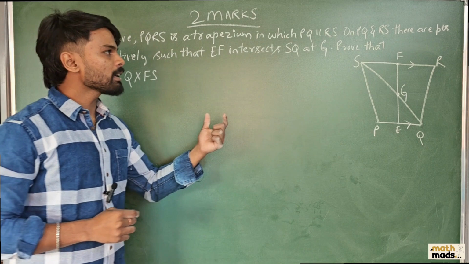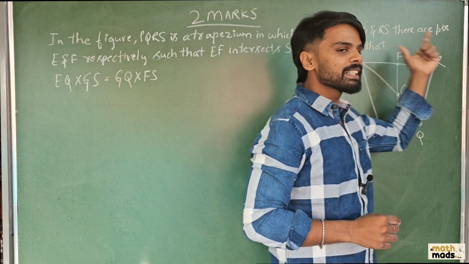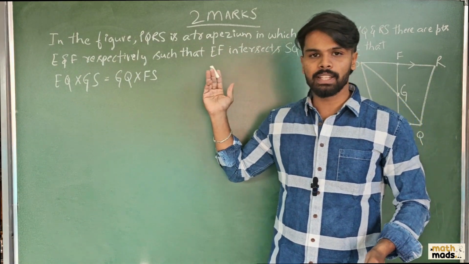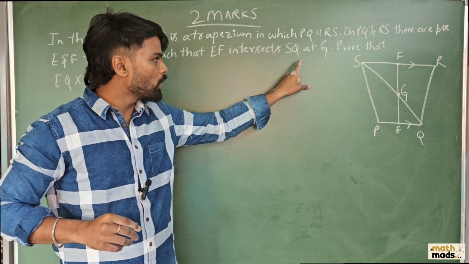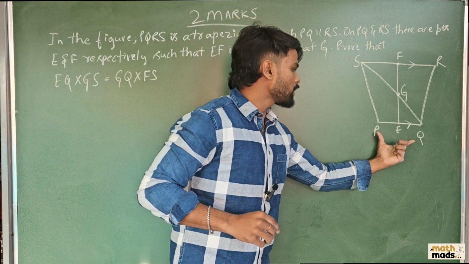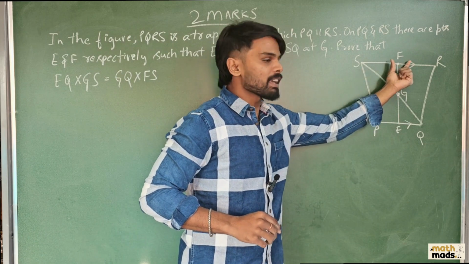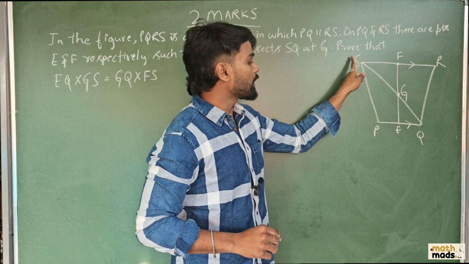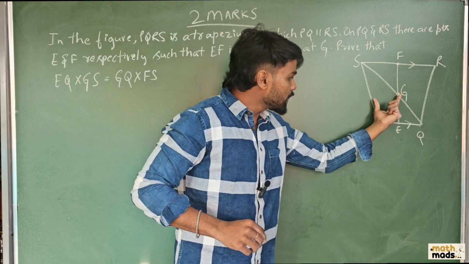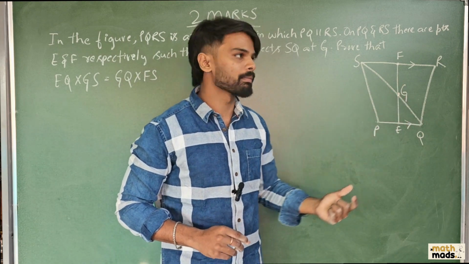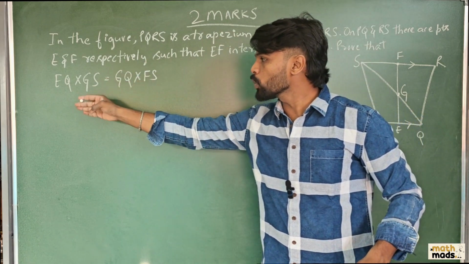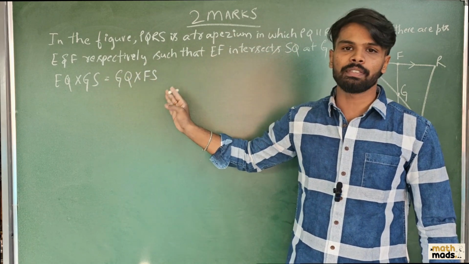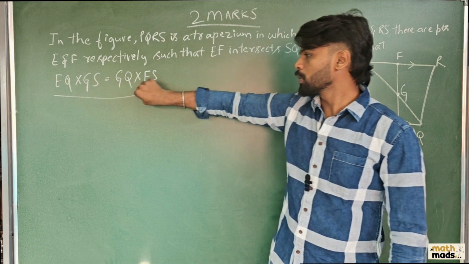There are points E and F on PQ and RS respectively such that EF intersects SQ at G. The same thing I have drawn. On PQ E is there, on RS F is there. I have joined it and I have to join SQ also. Now these two lines are intersecting at G. Okay, what should we prove? Prove that EQ into GS is equal to GQ into FS. So this is what we have to prove.